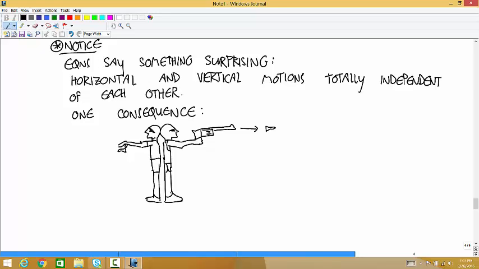Okay, so if this is true, this is shot horizontally. This is dropped. This independence of the horizontal and vertical motions says that the bullet that's shot is going to hit the ground at the exact same time that the bullet that's dropped hits the ground. And that doesn't sound quite right. For most people, it doesn't feel quite right. Something's up with that.